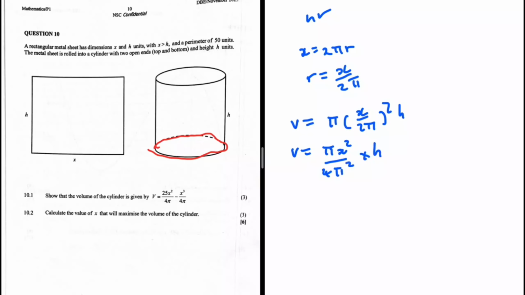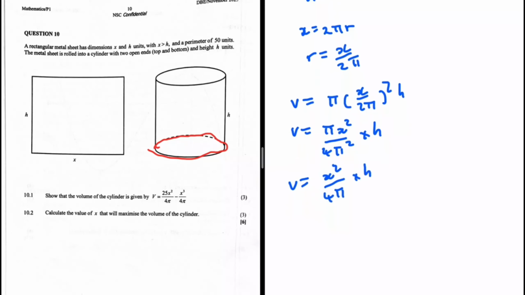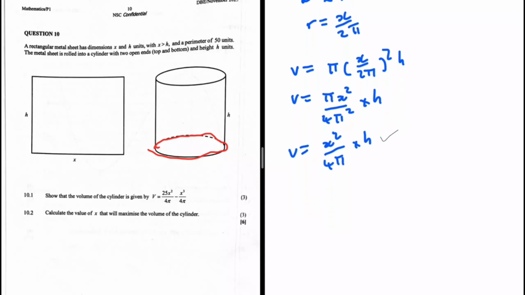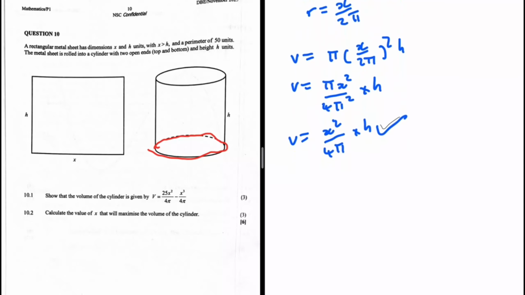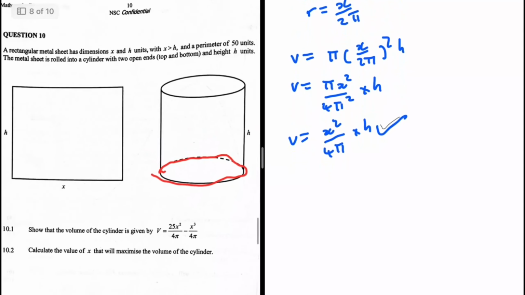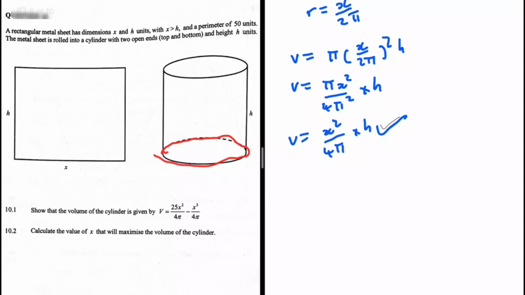So what will happen here is that we're going to have V equal to x squared over 4 pi multiplied by h. Right, so we have a problem. This does not look like what we're trying to show. So what do we do in a situation like that? We have to go back to the information.